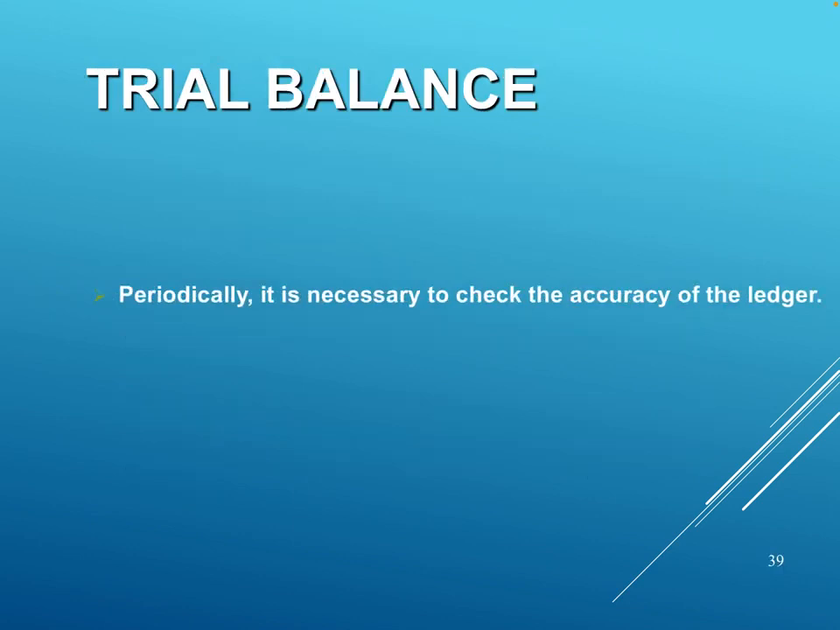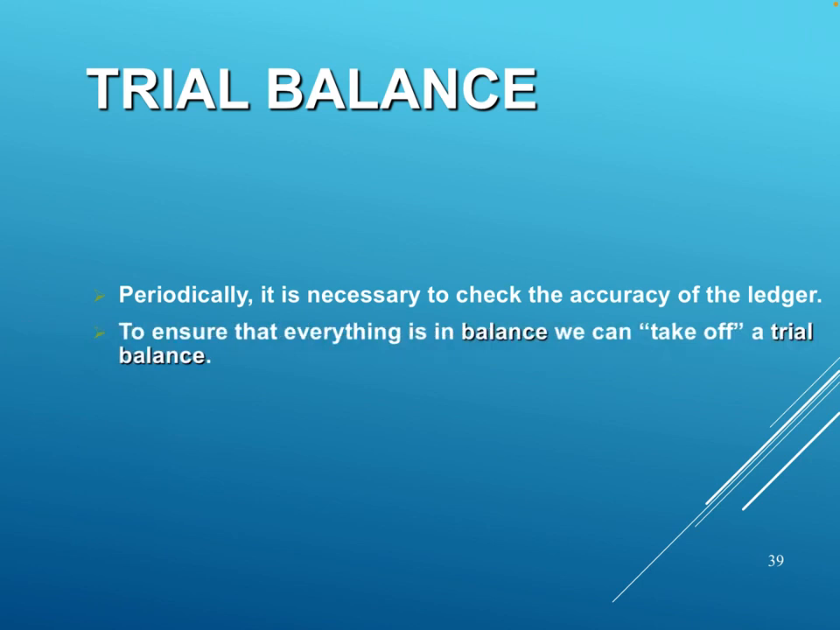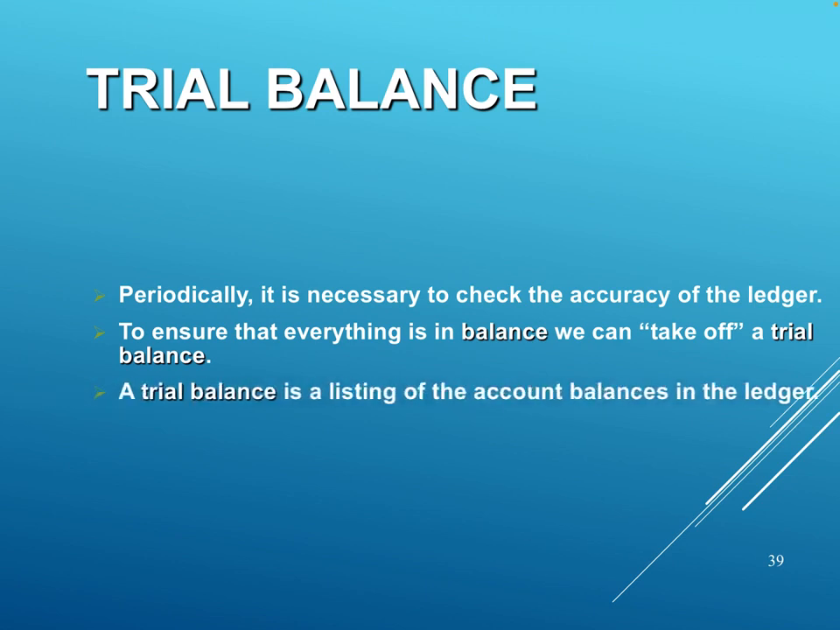So periodically we have to check that the ledger is accurate. Okay, and so to do this, we basically make sure that everything is in balance. We take off a trial balance. And it's basically a listing of all the account balances in the ledger on the right side or left side, the debit or credit side. Okay, and we'll look at what that means.